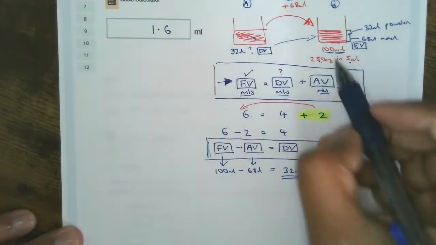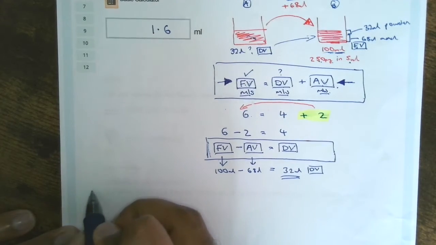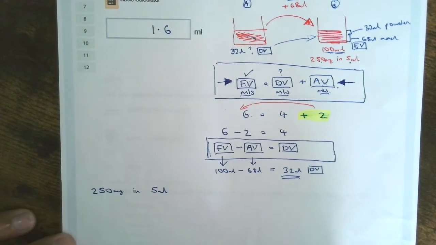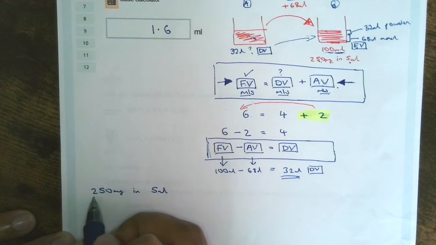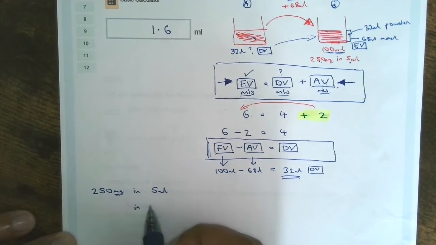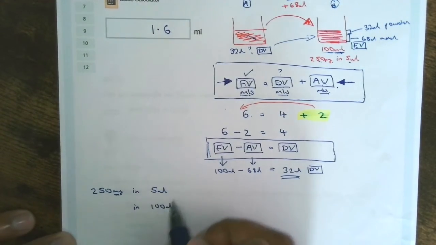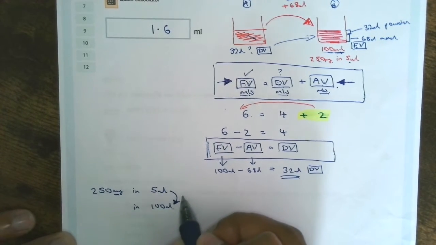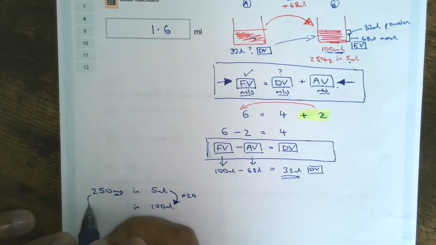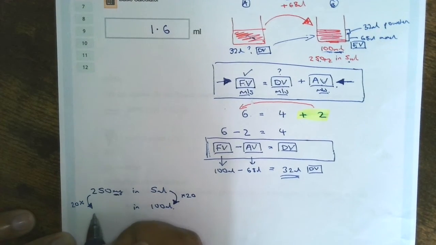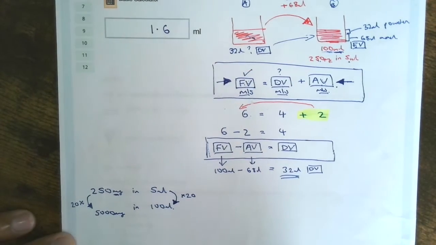So what we're going to do is we're going to take the concentration now, 250 milligrams in 5 mil. And what we're going to say is, what is the number of milligrams in the final volume of 100 mil, because that's our final volume. Well, to go from 5 to 100 over here, we say 5 times 20 is 100. So we're going to multiply the 250 milligrams by 20. And that's going to give us an answer of 5,000 milligrams in 100 mil.